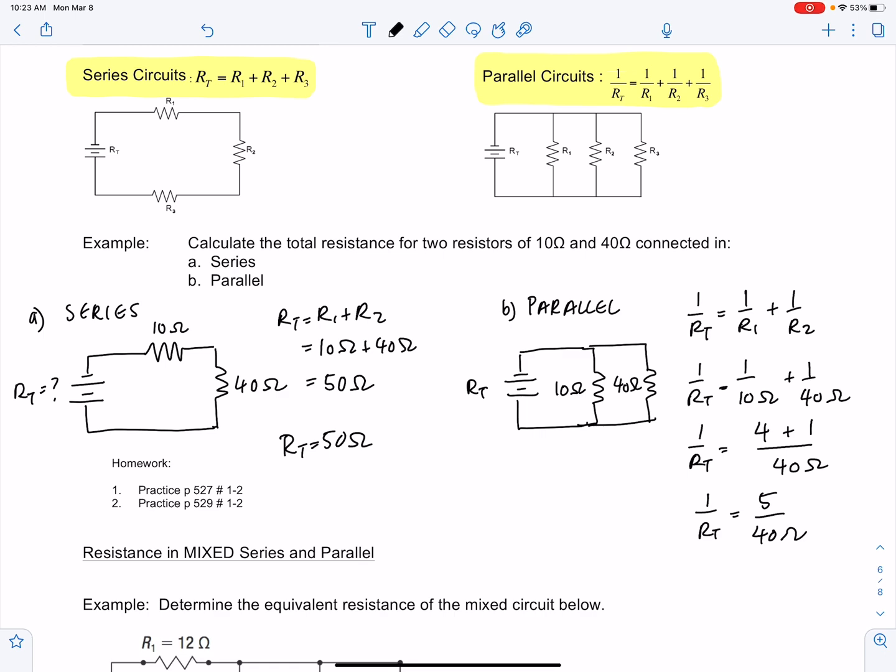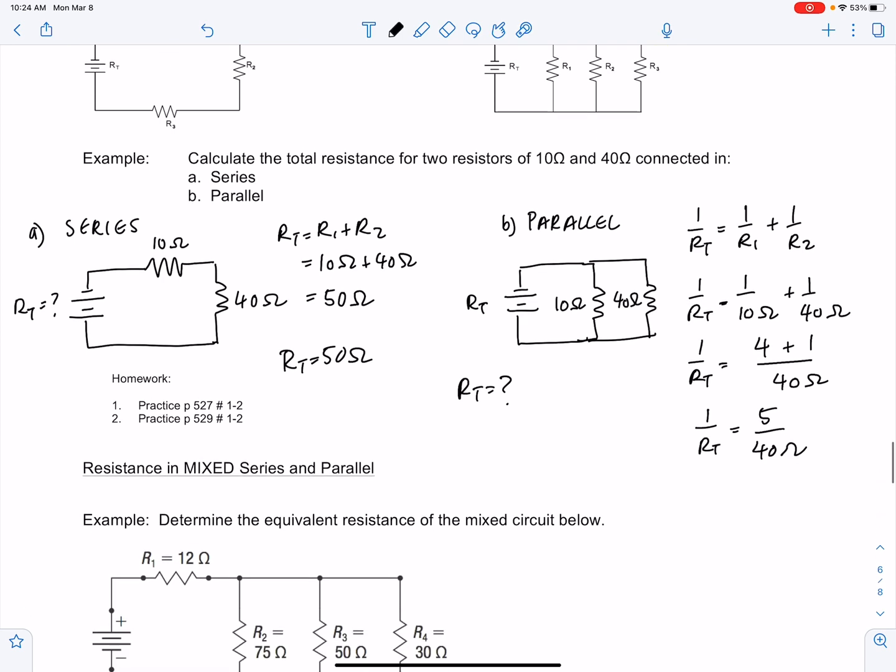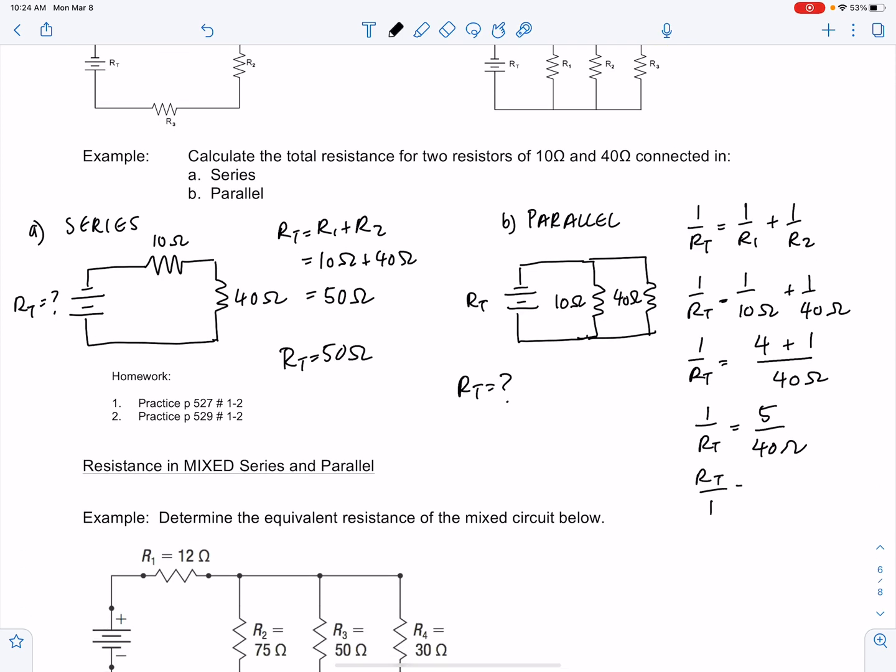But we haven't satisfied the question yet. The question says, what is the total resistance? What we have found is the inverse of the total resistance. So in order to find RT, what we have to do is flip this upside down, and if you flip one side, you have to flip both sides. So we say that RT over 1 is equal to 40 ohms over 5, and RT is therefore equal to 8 ohms. So the total resistance for this parallel circuit is 8 ohms.